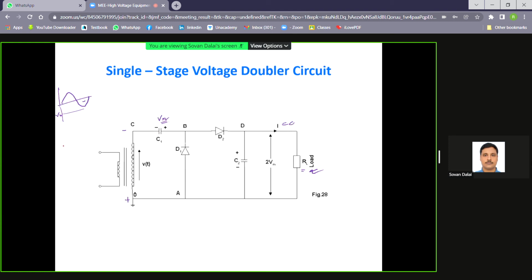For simplicity, we neglect the forward voltage drop across the diode. There is no diode voltage drop and no drop in the transformer, so the capacitor is charged to a maximum of Vm potential. Is it clear? Yes, sir.